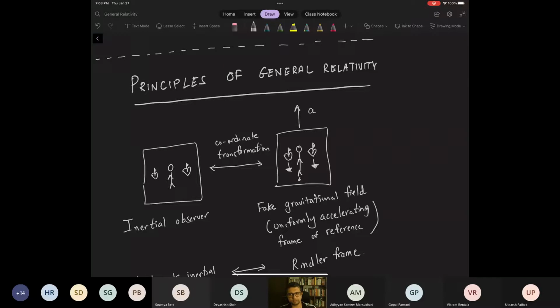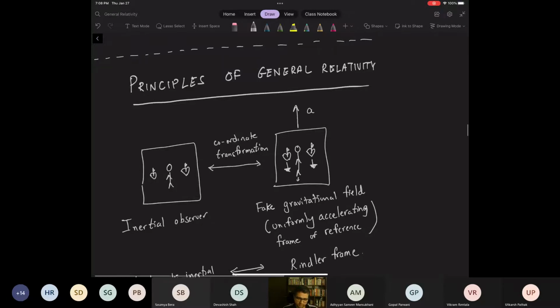We'll first lay out the principles, and then we'll develop the mathematics that we can use to translate those principles into a language where we can do calculations. Okay, so about the principles of general relativity.